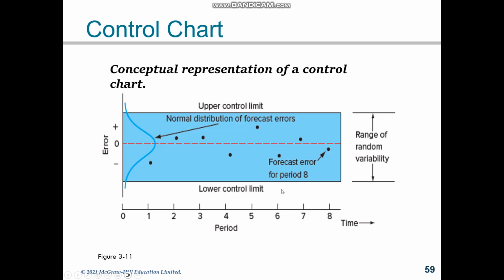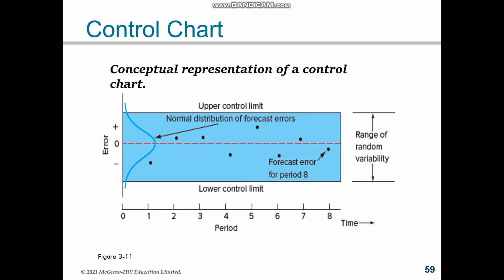Here is an example of control charts. Control chart, it is something like this. It has a lower limit, upper limit, and then these black dots are the forecast errors. In this example, you can see that the process is in control because there is no trend in the data in the forecast, and all of them lay between upper and lower limits.